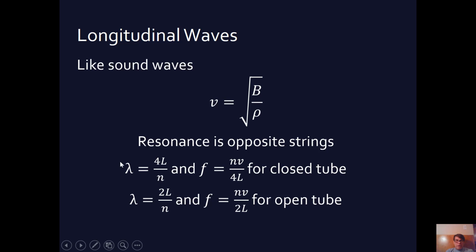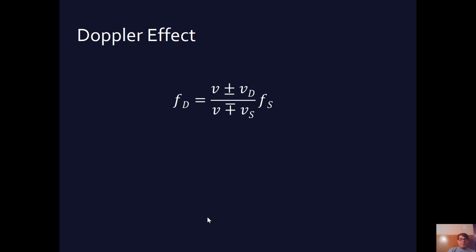So the 4L formula was for an open-ended string, but here 4L is for a closed tube. So this would be like if you're playing a flute. And then for an open tube, it's the 2, where it was flipped the other way. Okay, Doppler effect, last one.